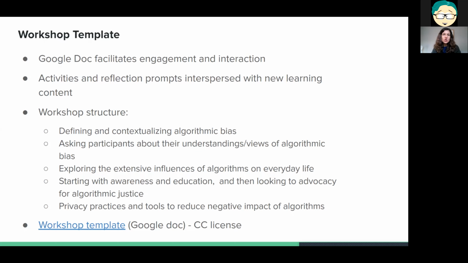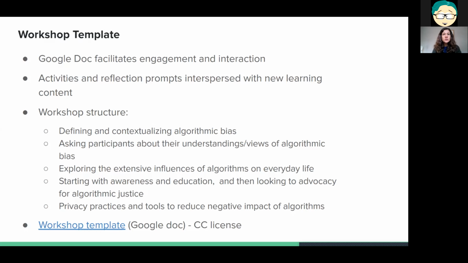And then here's basically how I structure the workshop. First, defining and contextualizing algorithmic bias, asking participants about their understandings and views of algorithmic bias, exploring the extensive influences of algorithms on everyday life, and really emphasizing that we're starting with awareness and education. It may be an issue that's bigger than any one person can solve, but we are taking small steps, and then we're looking towards advocacy for algorithmic justice. And then I also share some privacy practices and tools that can reduce the negative impacts of algorithms, at least on one's immediate experience.